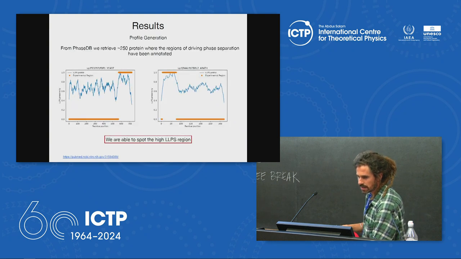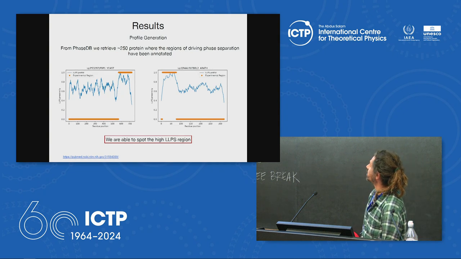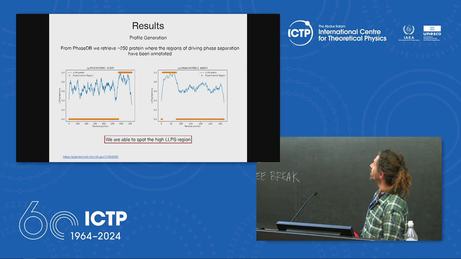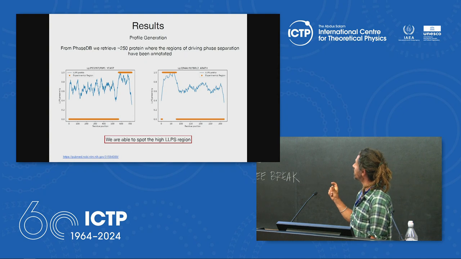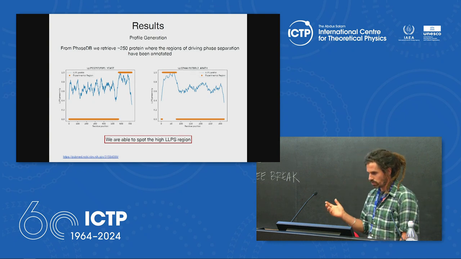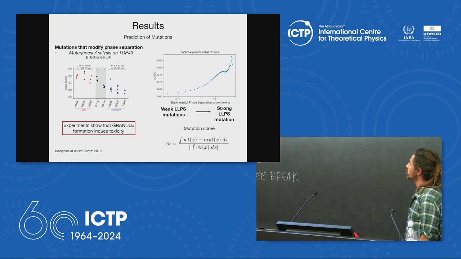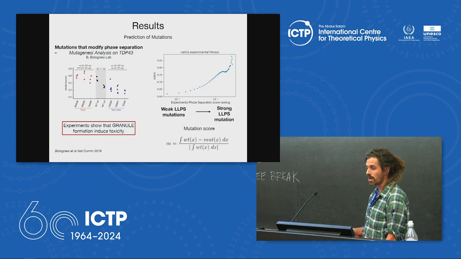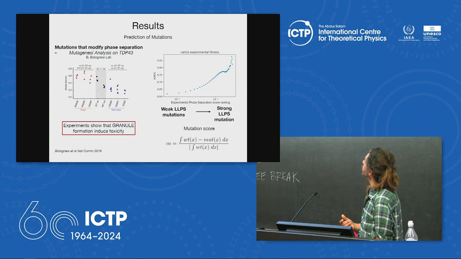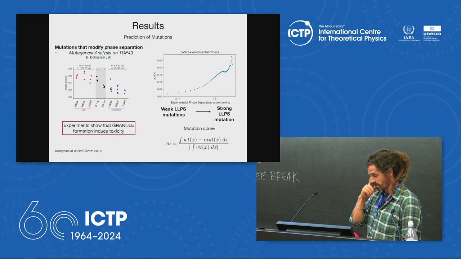We test this using an experimental data set where are reported the regions that drive liquid-liquid separation in proteins, and we have a good score. And moreover, using information from the profiles, we are able to score mutations. So we are able to say if a mutation increases or decreases liquid-liquid phase separation, having a very good score, especially recognizing mutations that are highly prone to increase liquid-liquid phase separation.